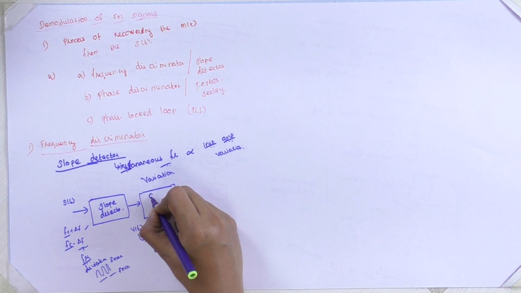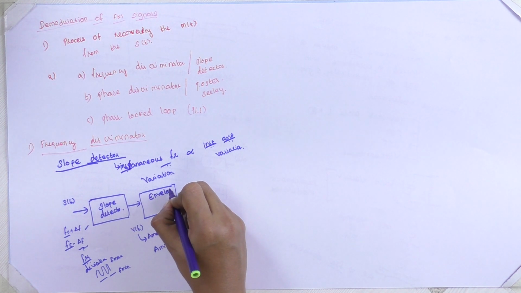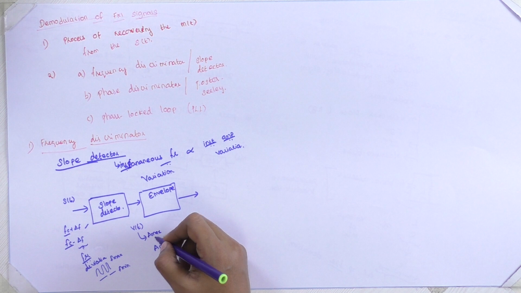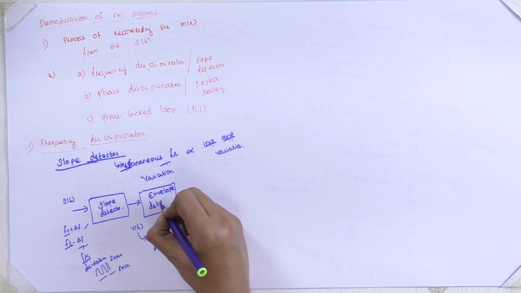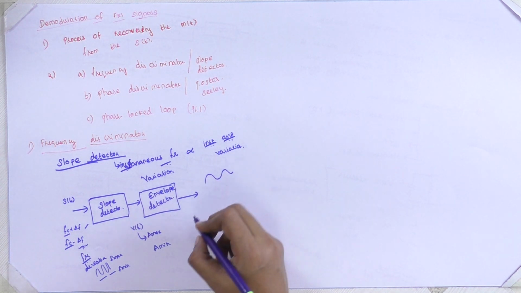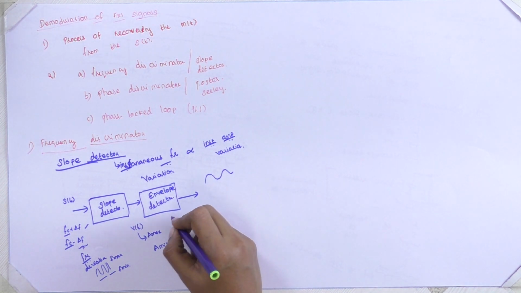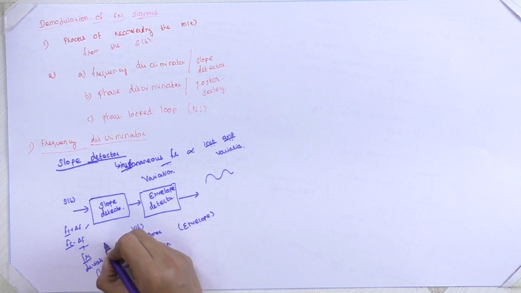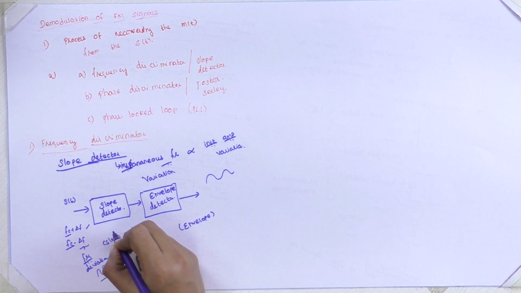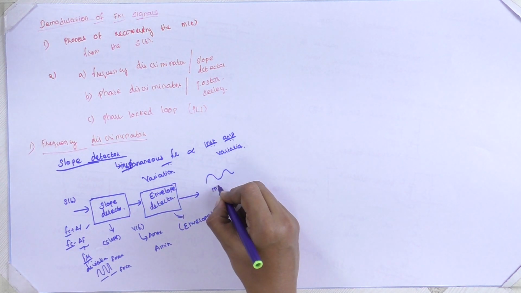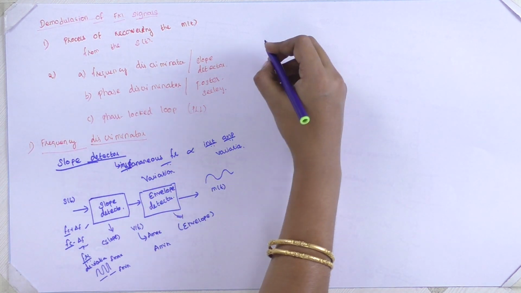So what is the usual rule for recovering the message signal from the amplitude modulated signal? We can simply use the envelope detector. It will detect the amplitude of the envelope. Here we are detecting the slope, and here we are detecting the envelope. So with the help of the envelope detector, we are recovering our original message signal.